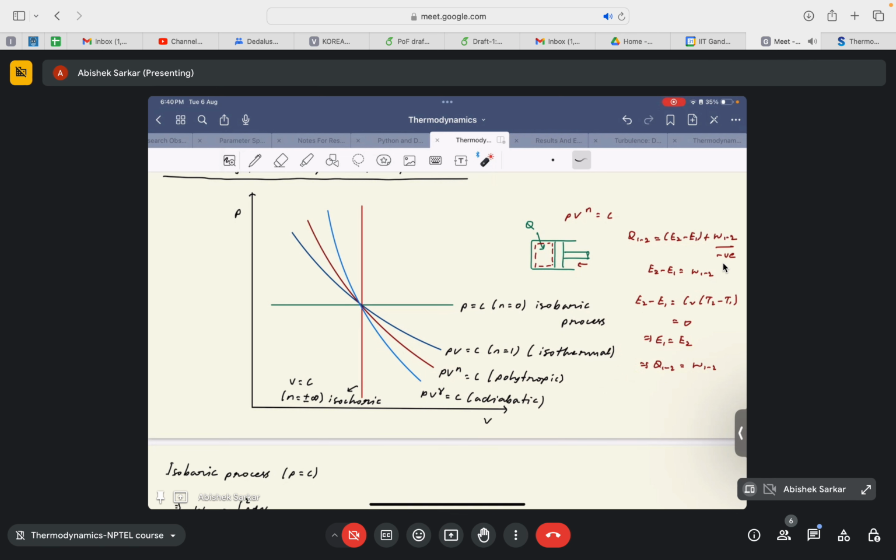Once you specify that the process is isothermal, you know that n will be equal to 1. So for an ideal gas, we will have the net heat interaction equal to the net work interaction. Again, if it is adiabatic, then the net change in the internal energy is the net work input. So these are special cases of a polytropic process. Is that clear?